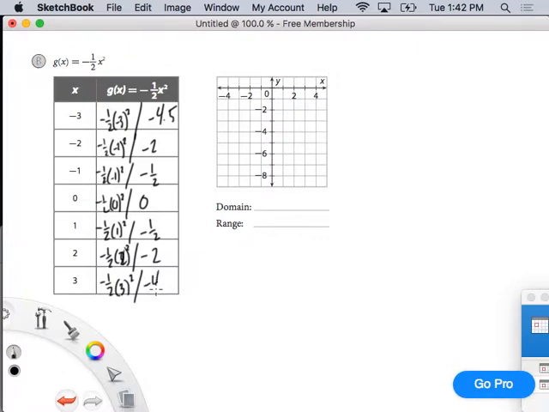So that's negative 4.5. Okay, plot the points. Negative 3, negative 4.5. Negative 2, negative 2. Negative 1, negative 1/2. 0, 0. 1, negative 1/2. 2, negative 2. 3, negative 4.5. Good. Go ahead and plot your parabola.